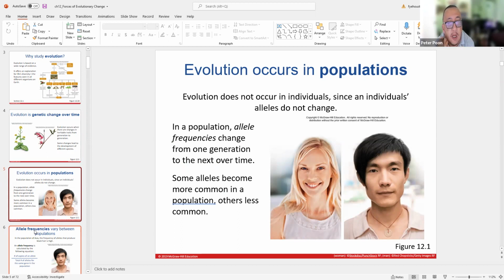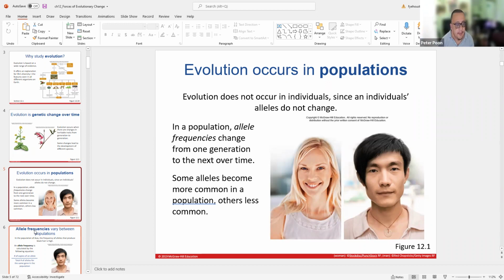Evolution does not occur in individuals, since an individual's alleles do not change. So evolution is a change in allele frequency over time. Once you're born, your allele frequency is set, right? So evolution only occurs in groups. Like one animal cannot evolve. It's not like Pokemon.